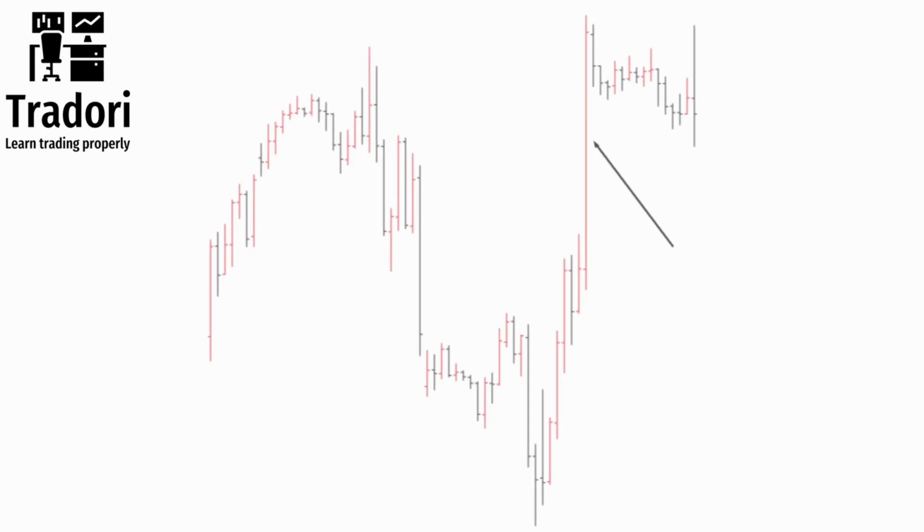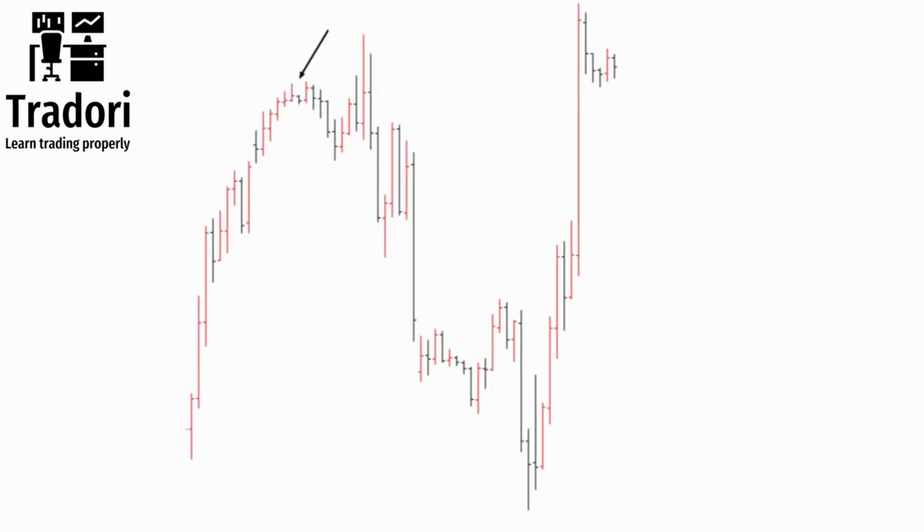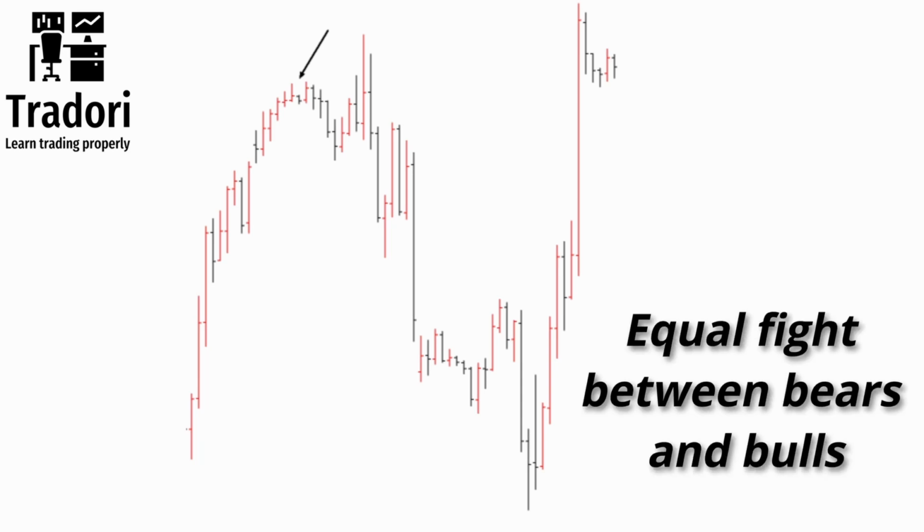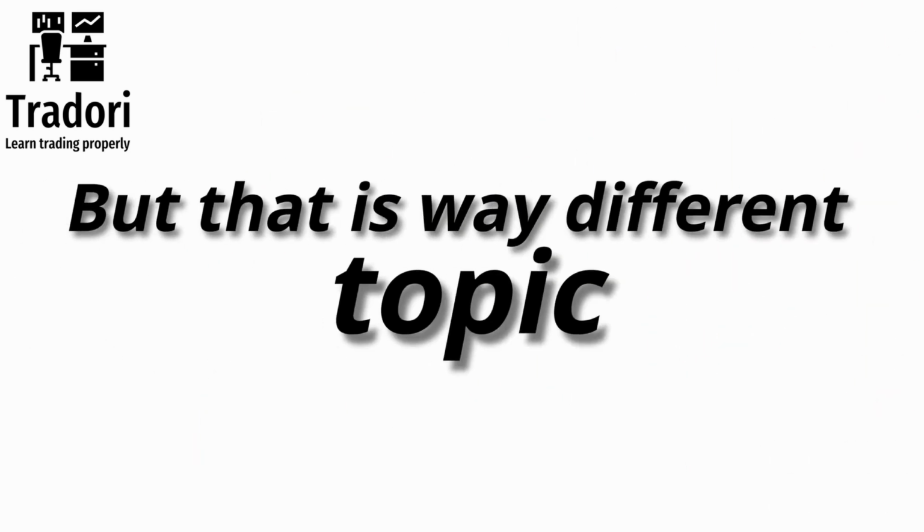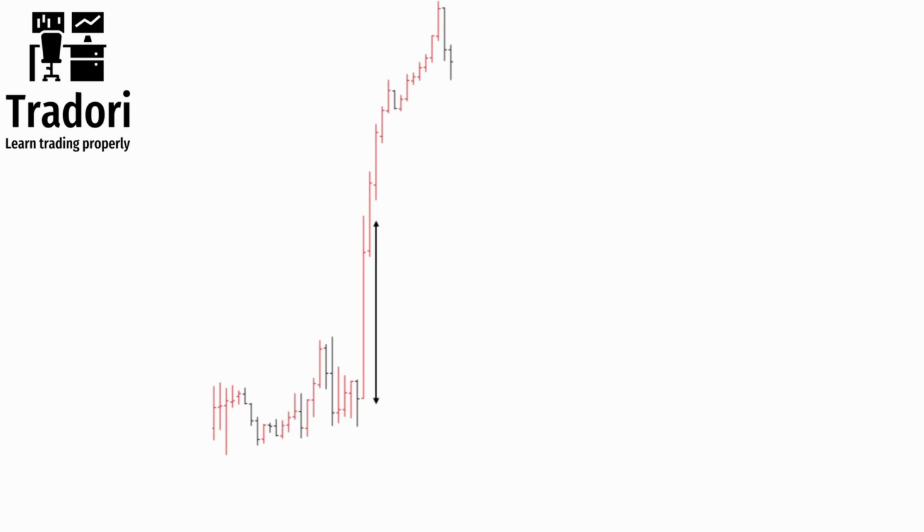Long vertical bars show there was a big price difference between the high and low of that period. That means volatility increased during that period. When a bar is very short vertically, it means there is little volatility, or there was an equal fight between bears and bulls. But that is a way different topic, and we will leave it for another time. If there is a large distance between the open and close, it means the price made a significant move.